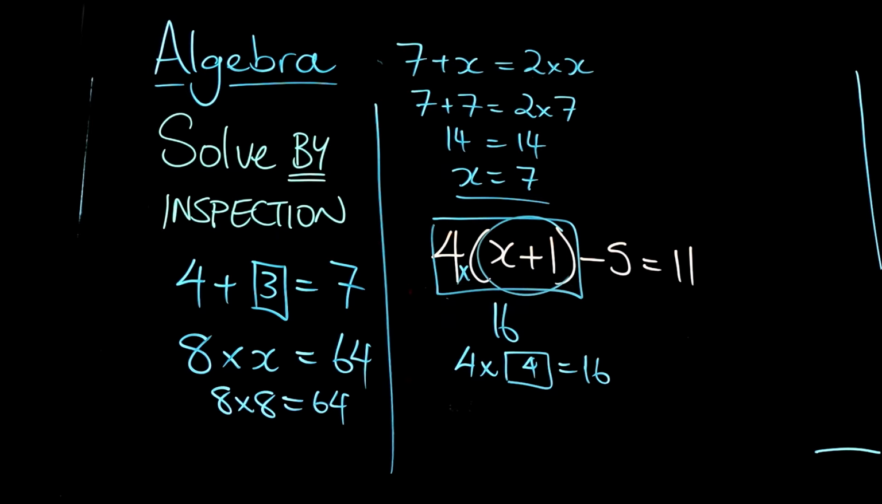So when we come back inside the brackets here, we're thinking all this stuff inside the brackets, when we apply BODMAS, is the very first thing that we've got to do. So this has to be equal to 4 up here. And so in solving by inspection, the value of x has to be 3. 3 plus 1 is equal to 4. 4 times 4 is 16. Subtract the 5 and that's equal to 11.